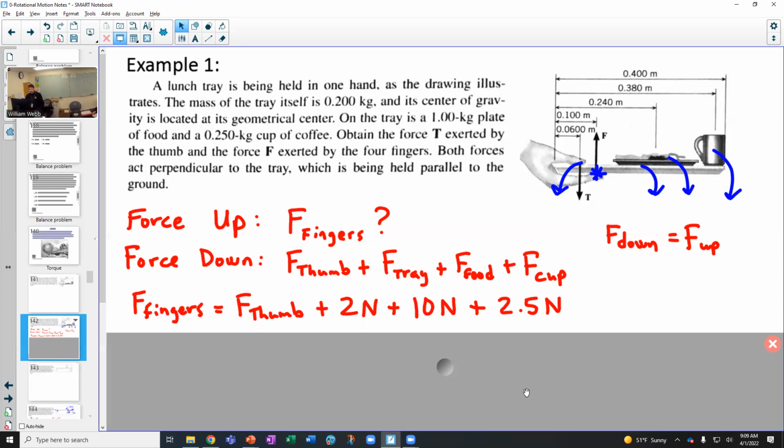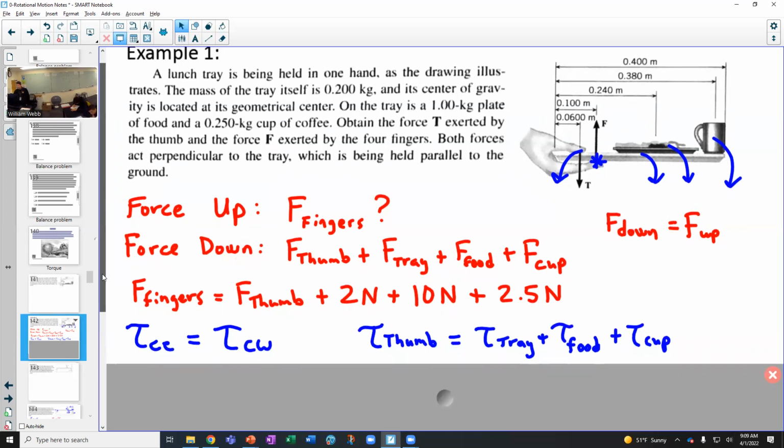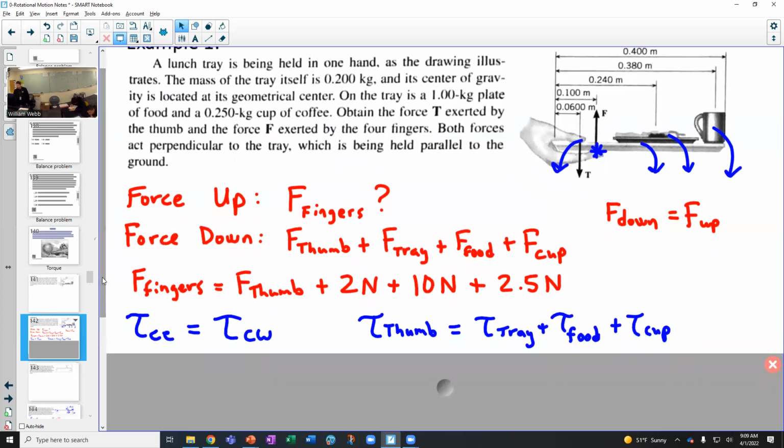By choosing that, I'm eliminating one thing, and it seems pretty logical to choose that one because that actually literally is the pivot point. And so the torque equation would be, I know my counterclockwise torques, or in this case, just one torque from the thumb, has to equal all the clockwise torques, which in this case is the weight of all those things on the tray, including the tray. So my torque by the thumb has to be equal to the torque of the tray plus the torque of the food plus the torque of the cup. So any questions about the torque equation that we've set up here?